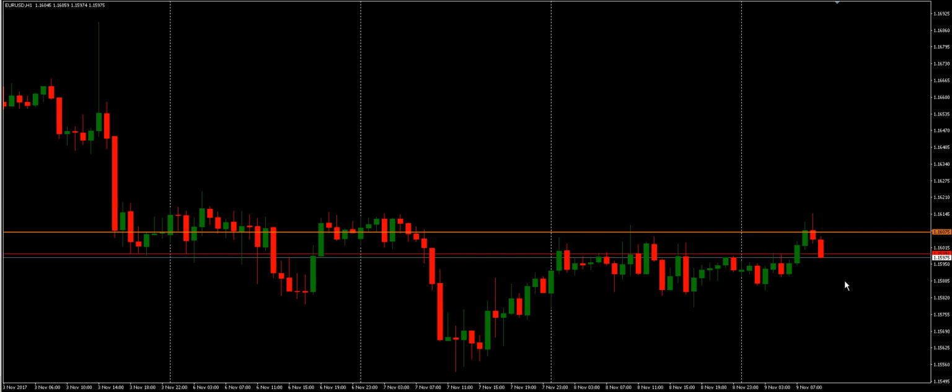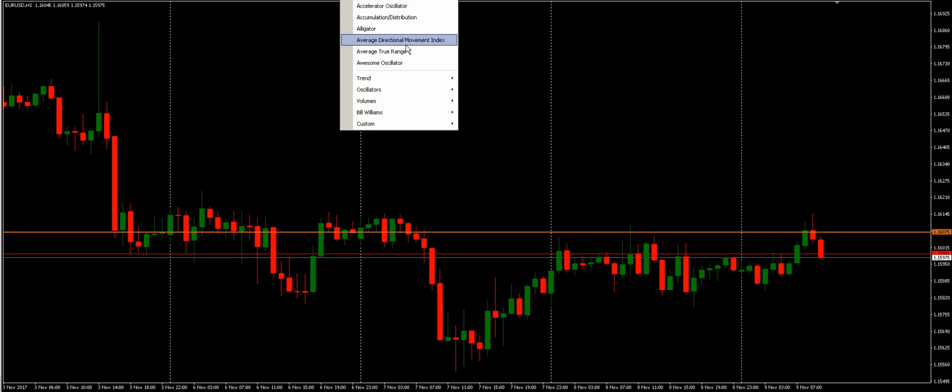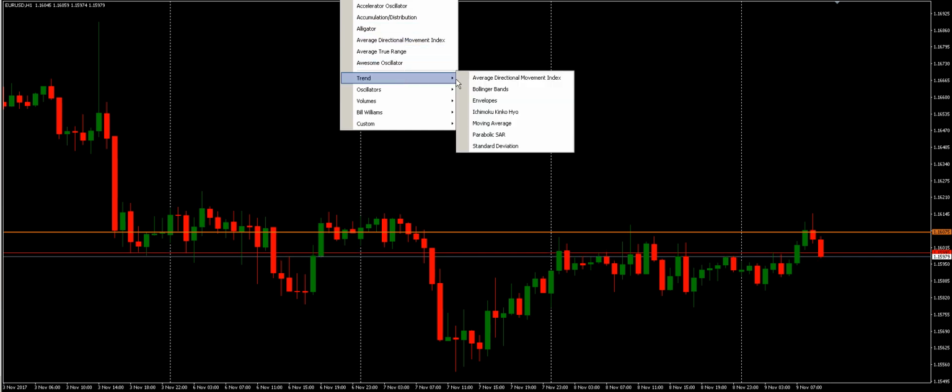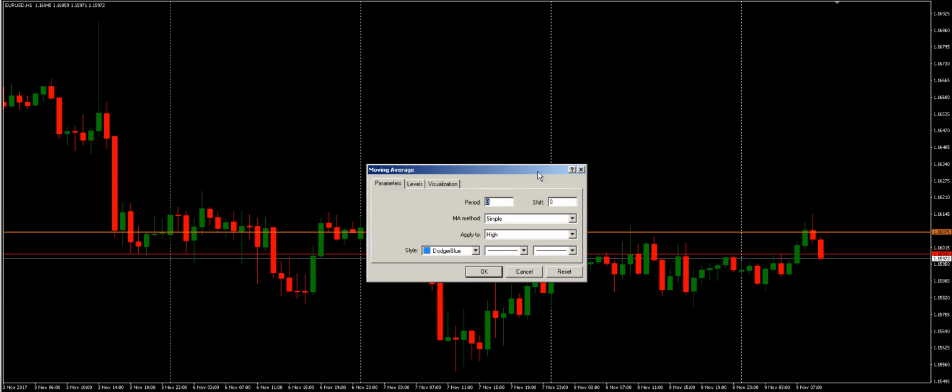Now let me introduce a really good way of determining where the price is if you do not have enough patience to determine it yourself. You could always use the simplest ways, which is a moving average, and in this case we're going to be using the very famous 200 exponential moving average.